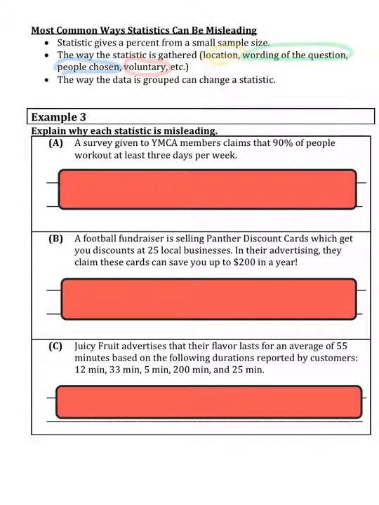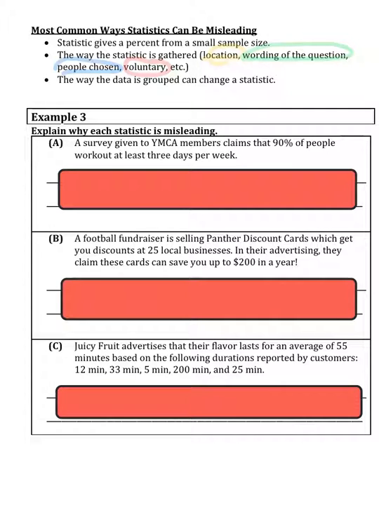And then the other way that a statistic could be misleading would be if the way the data is grouped can kind of change the statistic. That's harder to demonstrate, but it's something that as you get older, you might see more examples of. The way they break up people into categories could also be misleading in a statistic. Okay, so let's do 3 examples.